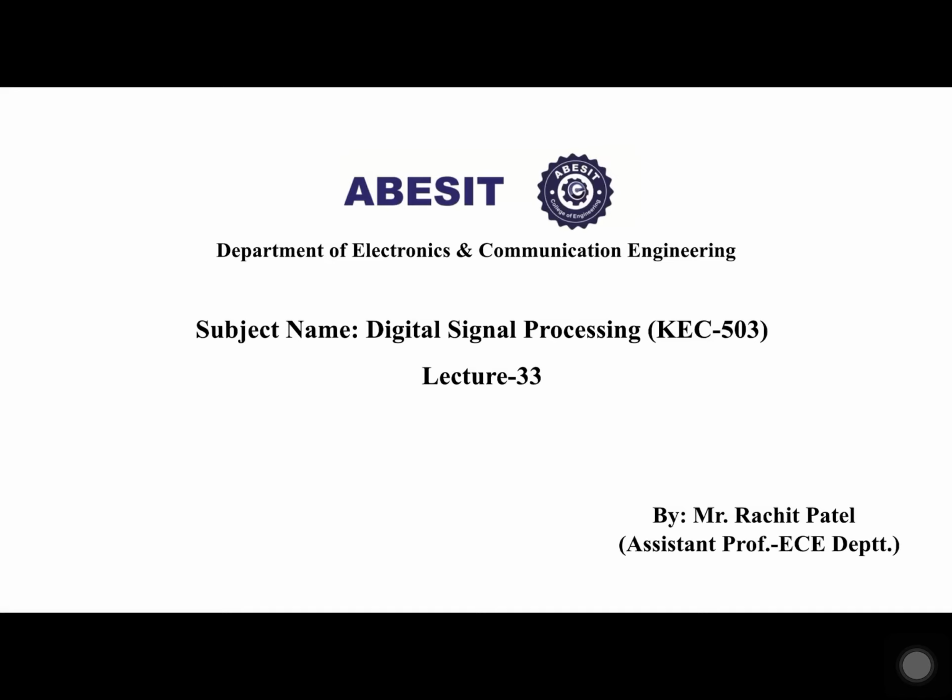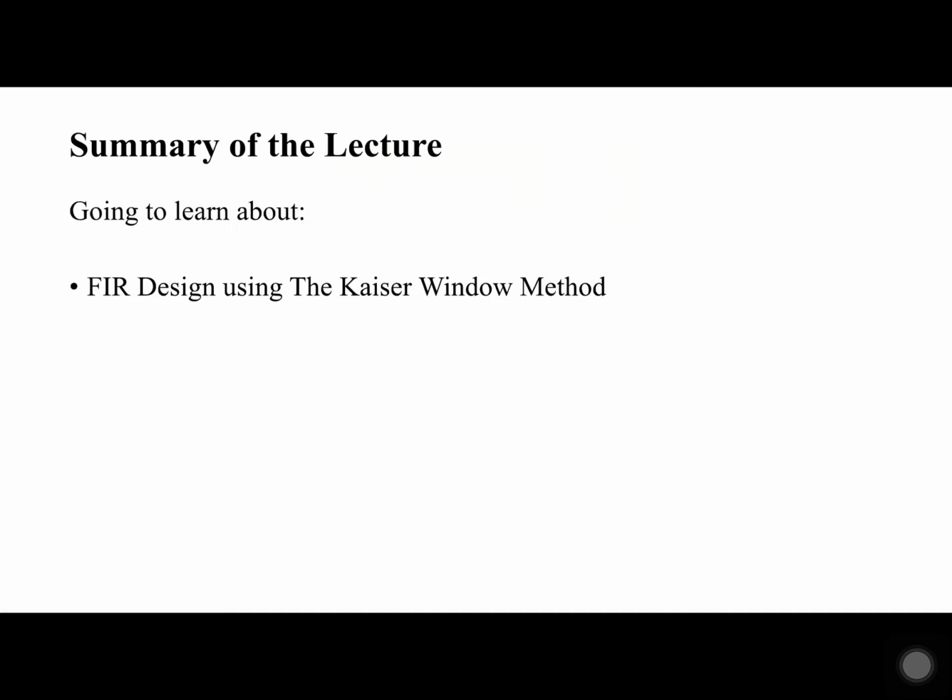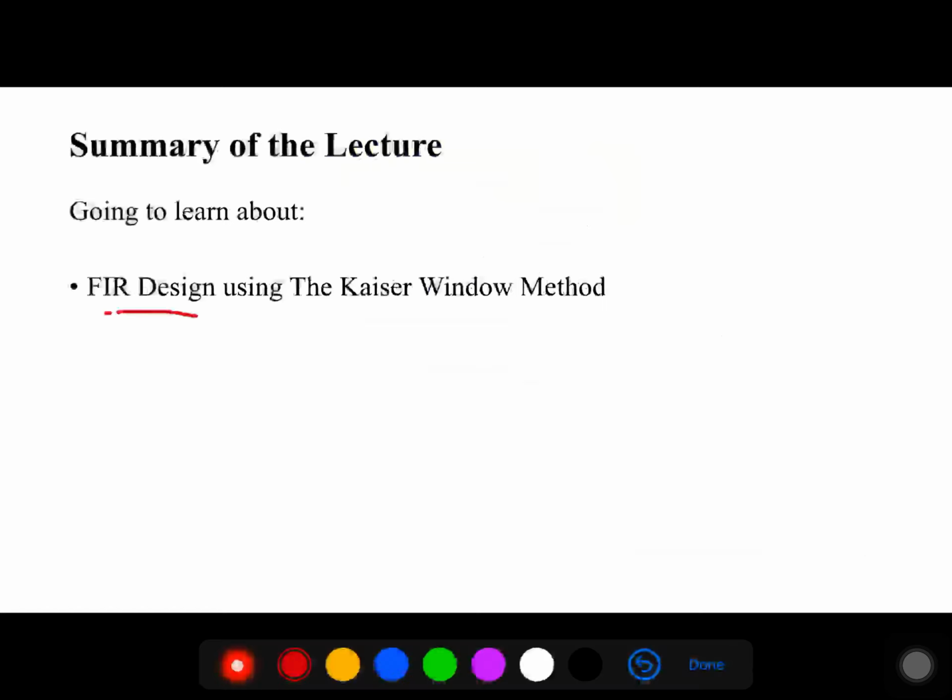This is lecture 33 based on the third unit for the subject digital signal processing, and in this lecture we are going to discuss the FIR design using the Kaiser window method. In the previous lecture we have seen the rectangular window, Hanning window, and Hamming window. Now, another one is the Kaiser window.